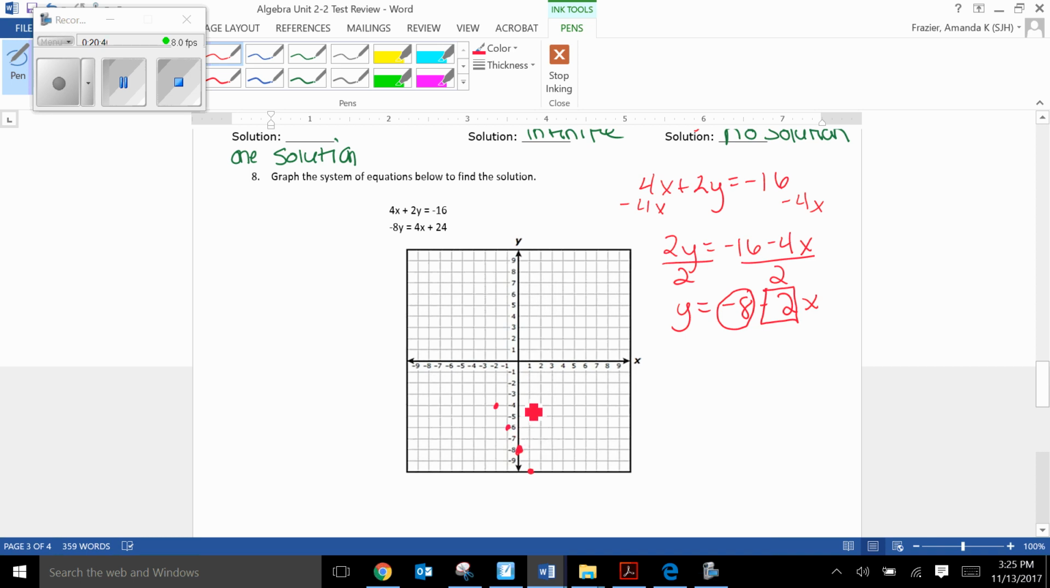Okay. The system of equations, so it'll be a solid line. And my next one again needs to be solved for y, but I just need to divide both sides by negative 8. So I'll have y equals negative 1/2 x minus 3. So my y-intercept is negative 3. And my slope is negative 1/2. So it's going to go down 1 and over 2.